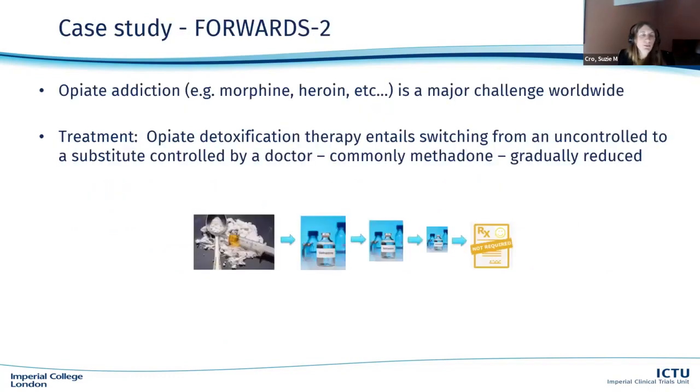Okay, so after that general look at who, when and how, I'm now going to outline how we constructed estimands for FORWARDS 2. You'll see this has a variety of interesting intercurrent events in opiate addiction.